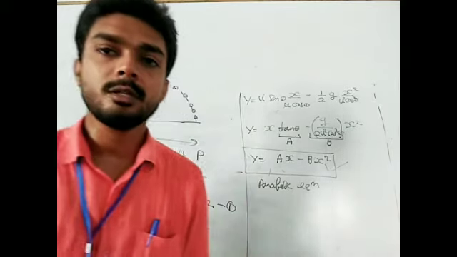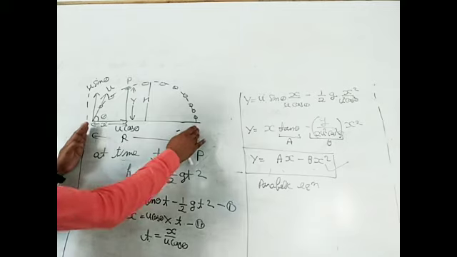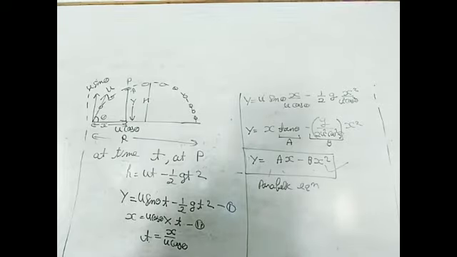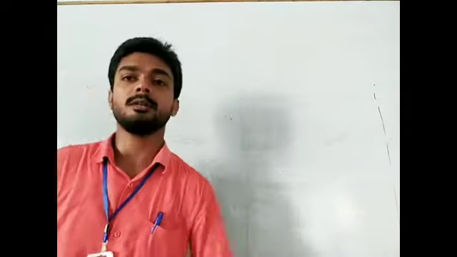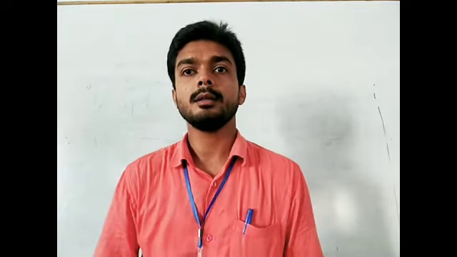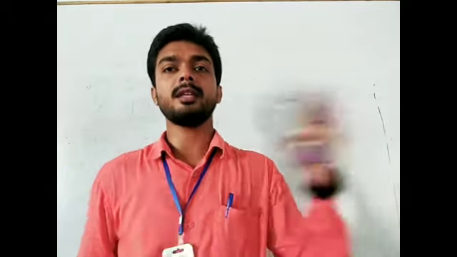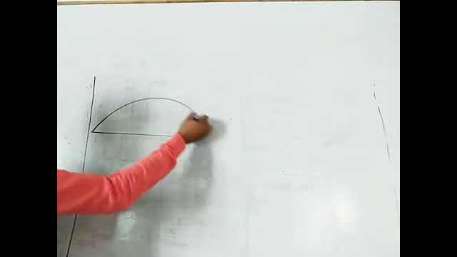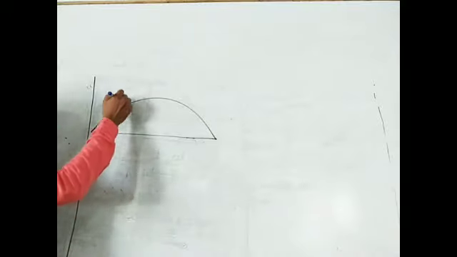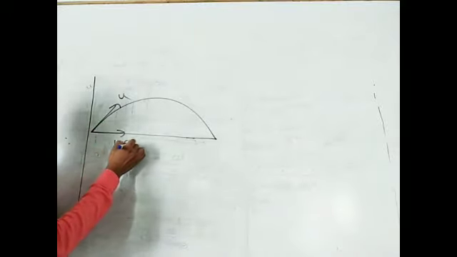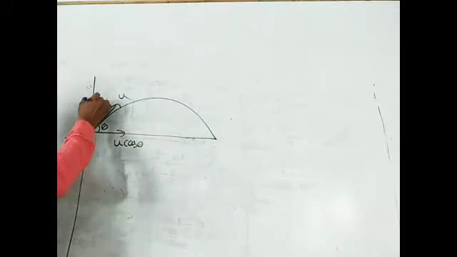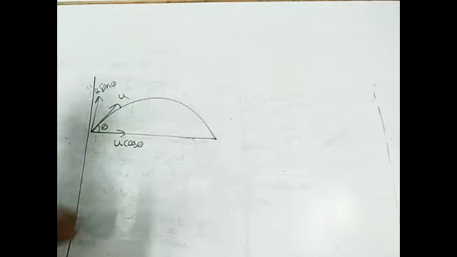Now, students, we are going to calculate the time of flight, the maximum height attained, and the range of the projectile. Let us calculate. Students, again I am drawing this figure of projectile motion. This is the velocity u, with horizontal component u cos theta, angle of projection theta, and vertical component u sin theta.